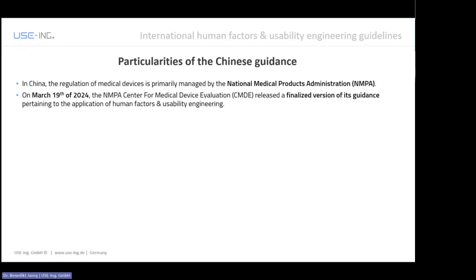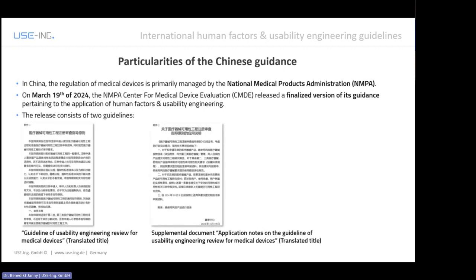And yeah, it was released, this final version of the guidance pertaining to the application of human factors in usability engineering. The release consists of 2 guidelines. A first document titled Guideline of Usability Engineering Review for Medical Devices, and a second supplemental document, Application Notes on the Guideline of Usability Engineering Review for Medical Devices. Note that these titles are, of course, translated into English, so they are not the official titles, and my Mandarin is not very good.